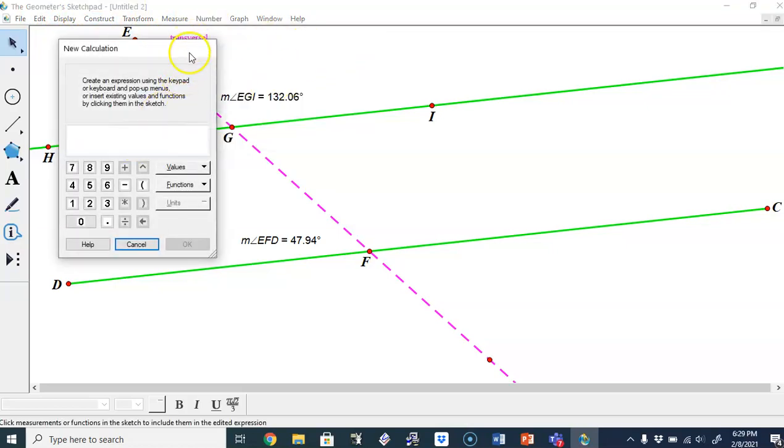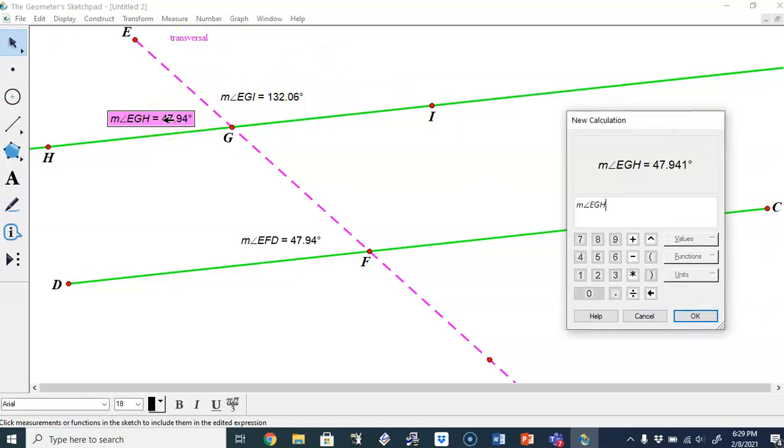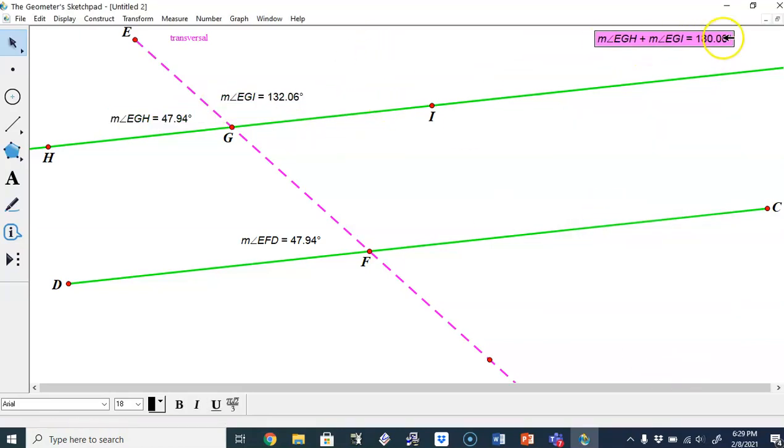We can ask Geometry Sketchpad to add these two angles up for us. Watch, we're going to say, take this angle, and take this angle, add them up. And look what it tells us. Something else we already knew: that if you have these two angles right next to each other, they're going to equal 180 degrees.